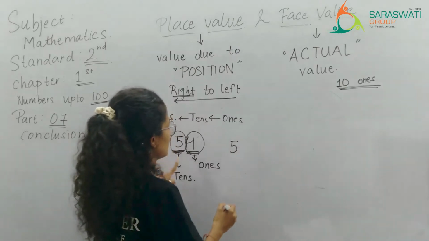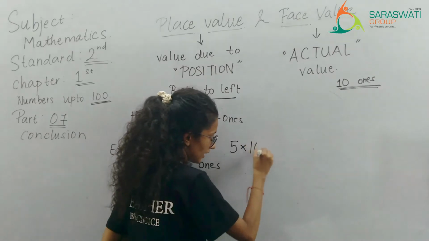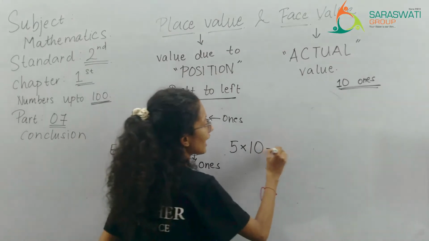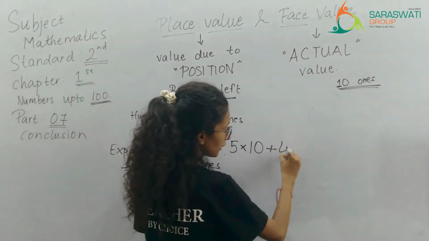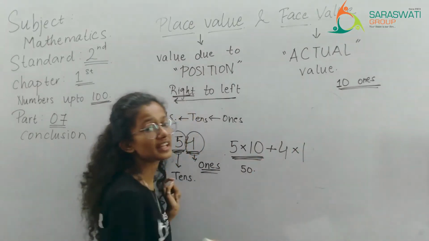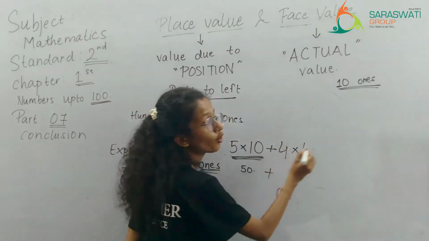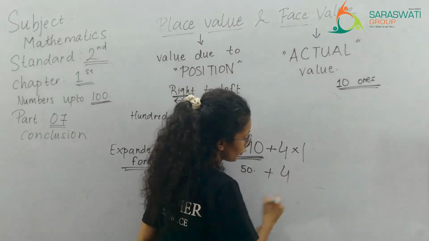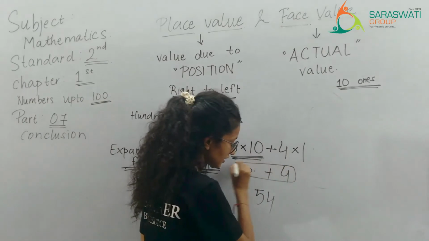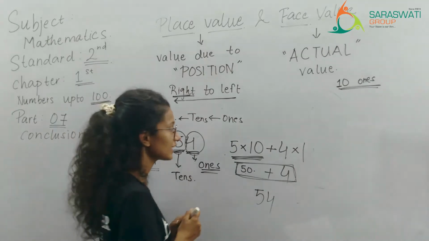Here 5 is tens, so 5 tens are 50. Between the two digits we need to add 4 ones. 5 tens are 50 plus 4 ones are 4, and then it becomes 54. So this is the expanded form which we have learned very clearly.